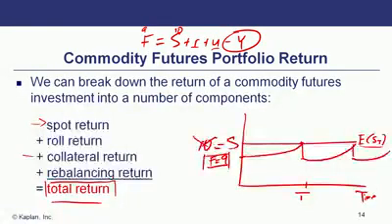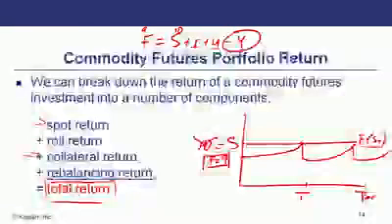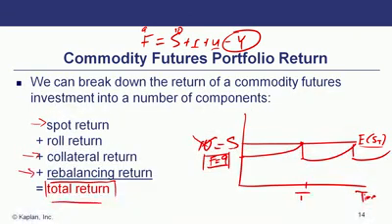Okay, you're also going to have some collateral return because you own a T-bill, and you're going to get a rebalancing benefit, but I don't want you to worry about that here. But it's something you can only see if you look at it in the context of a portfolio. Okay, but then we have this roll return, right?